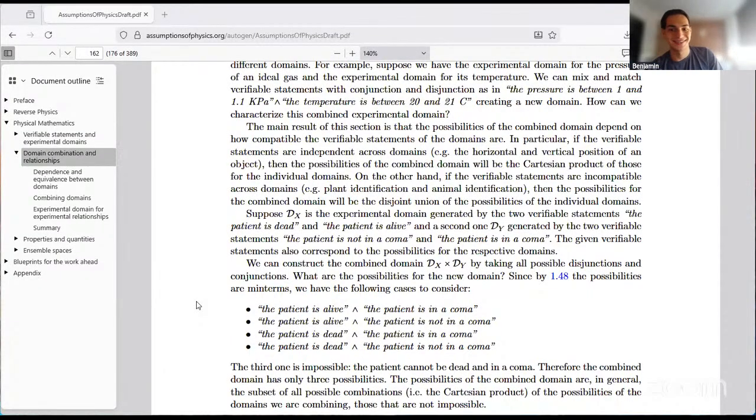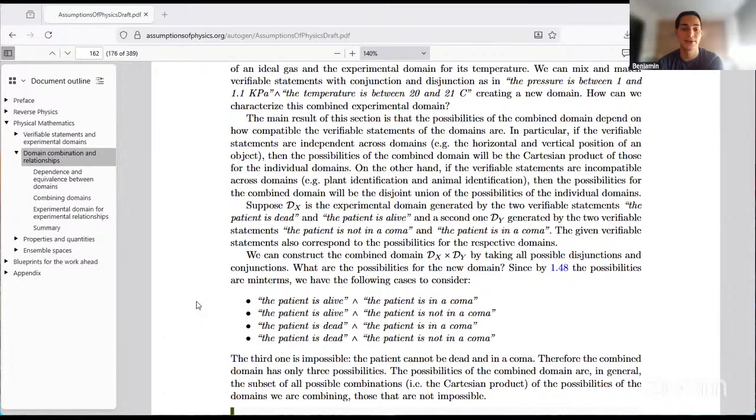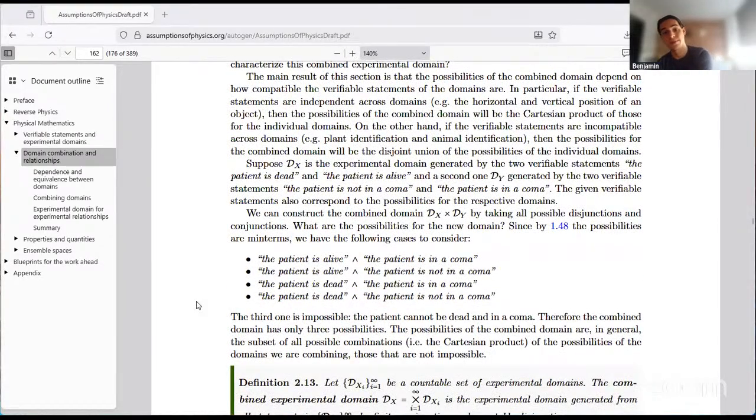Yeah. Okay, so suppose that our domain X is the experimental domain generated by the two verifiable statements, the patient is dead and the patient is alive. And the second one, domain Y, is generated by the two statements, the patient is not in a coma and the patient is in a coma. The given verifiable statements also correspond to the possibilities for their respective domains. We can construct the combined domain DX cross DY by taking all possible disjunctions and conjunctions. What are the possibilities? Well, we have some machinery for this.